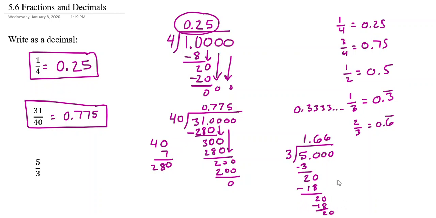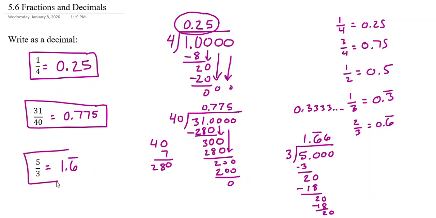Bring down a 0 is 20. And now we can see that this is just going to repeat over and over again. Every time we're going to get 20 minus 18 is 2. Bring down the 0. 20 minus 18 is 2. And so this 6 is just going to keep on repeating. So I'm going to say this is 1.6 with a bar over it.